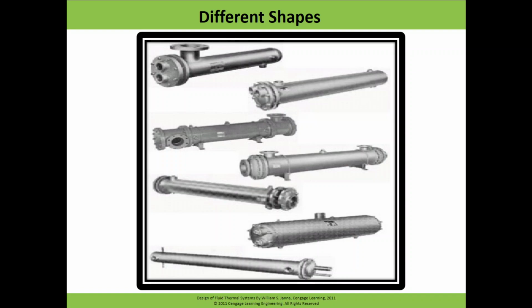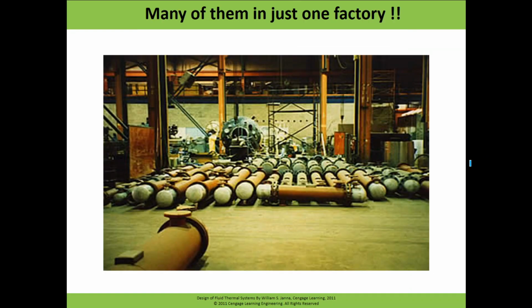So we have different shapes of shell and tube heat exchangers. These are very much portable kind of shell and tube heat exchangers, as you can see in the picture. And again, you see in this picture there are several other shell and tube type of heat exchangers. So these are small scale applications, and as we know, there are very large scale shell and tube heat exchangers as well.